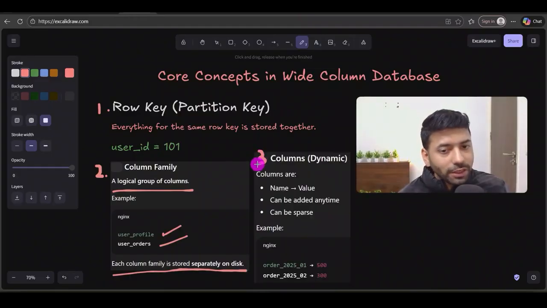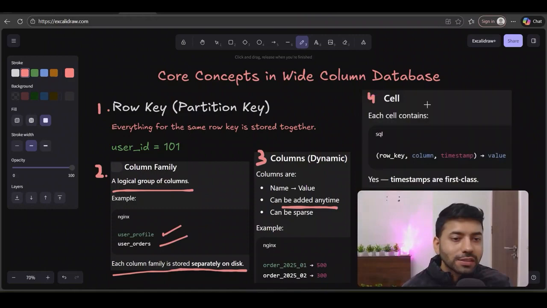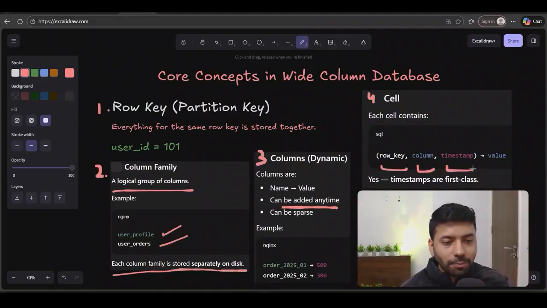Then the third concept is columns. As we said, in wide column database, columns will be dynamic. The important part of columns is that they can be added anytime. For example, order_2025_01. Basically we are using the timestamp, and corresponding to that we have stored the value, say 500, and for the next we have stored 300. And the fourth thing is the cell. Each cell will contain the value corresponding to the row key, the column, and the timestamp. Based on these we will have the value stored in the cell.